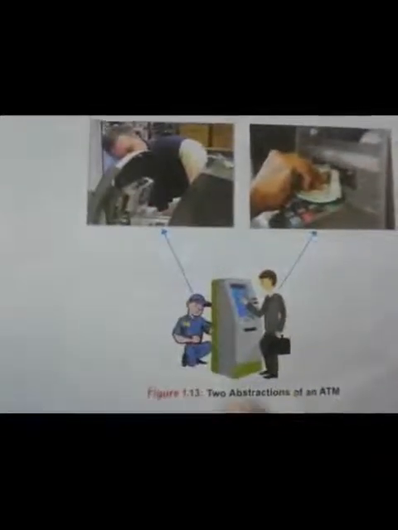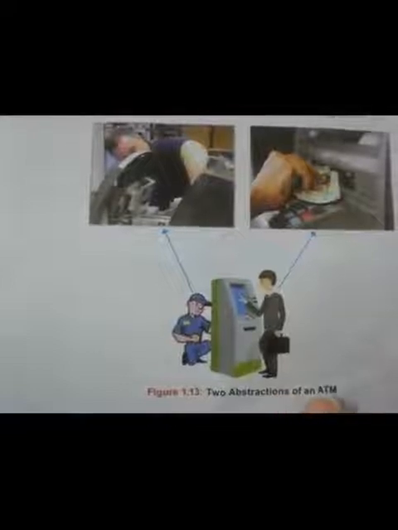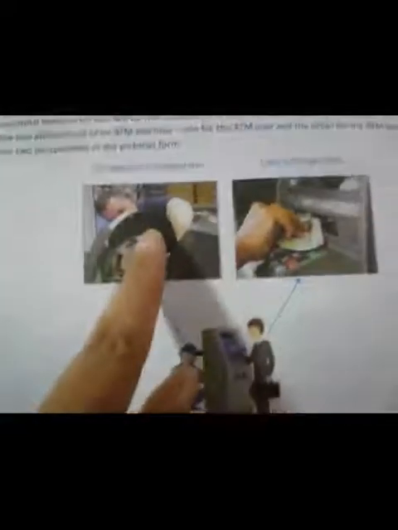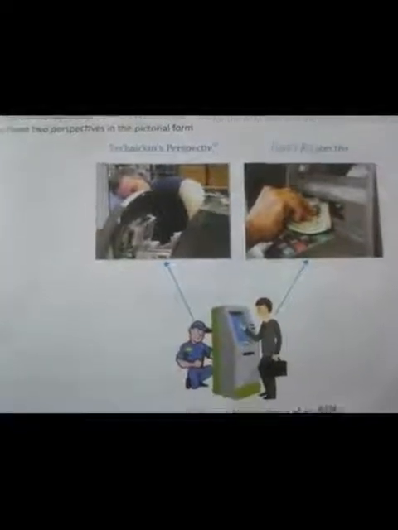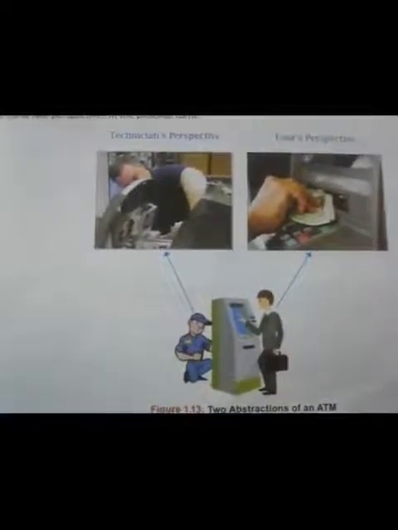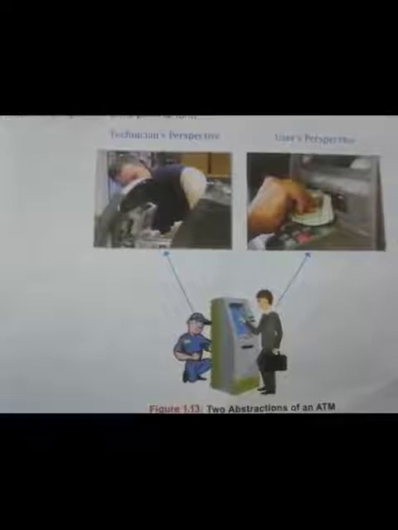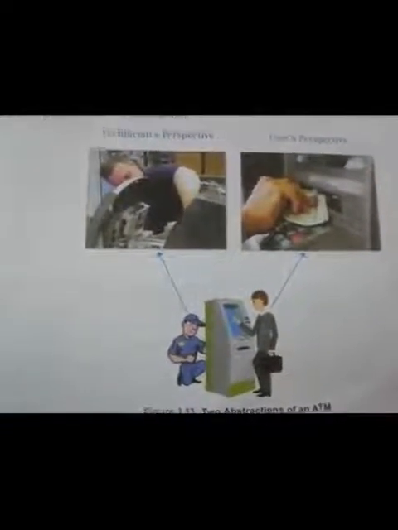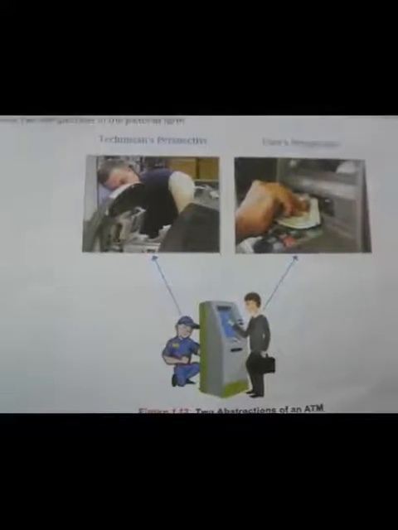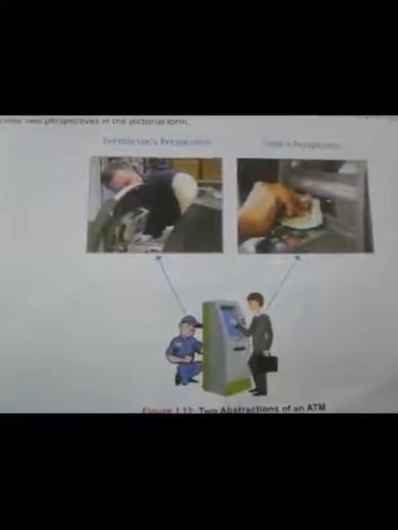So these are two abstractions of an ATM: technician perspective and user perspective. In the same way, we have many more examples. We have an example of a TV and remote control. As we all know, we can control the TV through the remote.